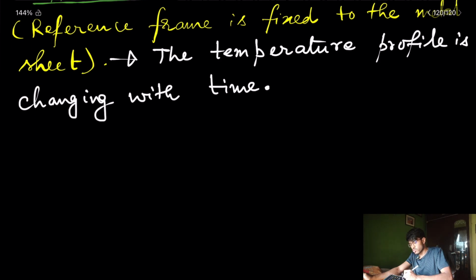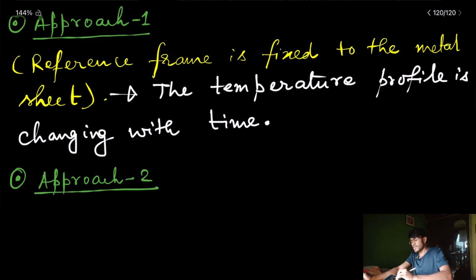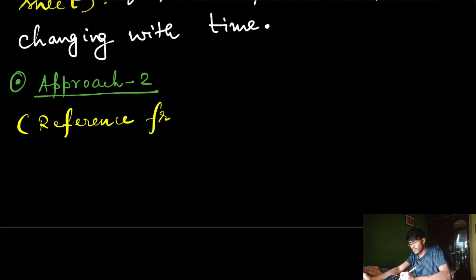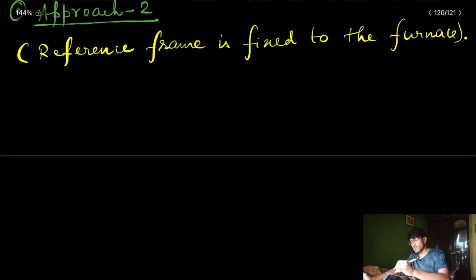Now let me talk about approach 2. In approach 2, the reference frame is fixed to the furnace. Now listen very carefully. If I again draw the 2D version of the problem here, this is my furnace.